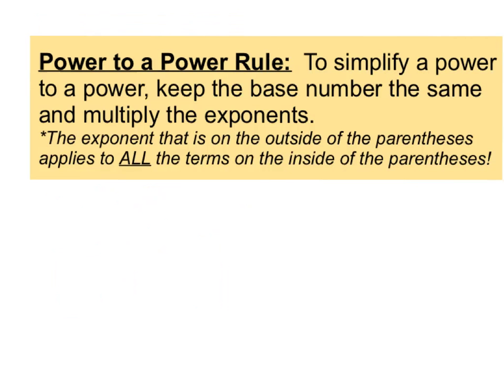All right, let's make sure that we keep track of this rule because there will be other rules as we go through this unit. So let's put this rule in our notes. We're going to call this rule the power to a power rule. And what we need to remember is that to simplify a power to a power, we keep the base number the same and multiply the exponents. I would also write down this asterisk point. The exponent that is on the outside of the parentheses applies to all the terms on the inside of the parentheses. That's really important, so please write that in your notes. If you need to press pause to get that written down, please do so at this time.